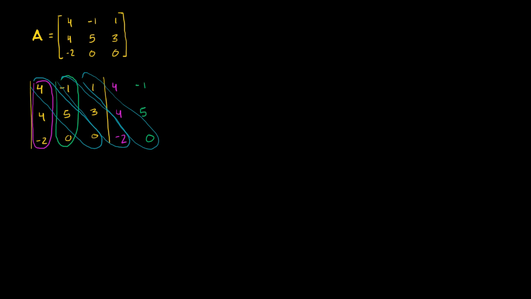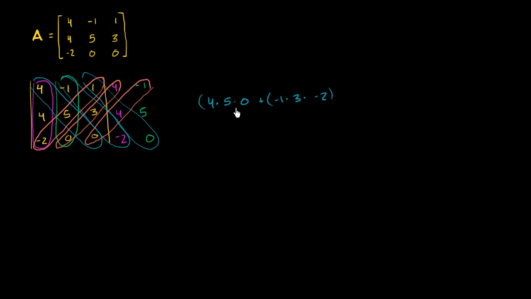And then from that, subtract the top right to bottom left diagonals. So from that, subtract, let me get a color I haven't used, subtract that, and that, and that. So I know it's really confusing with all these things I've drawn, but let's look at the blue ones first. So we have 4 times 5 times 0, plus negative 1 times 3 times negative 2. Let me put these in parentheses, plus 1 times 4 times 0.